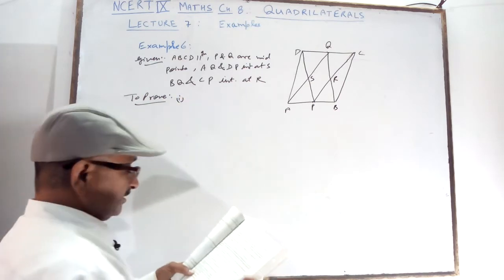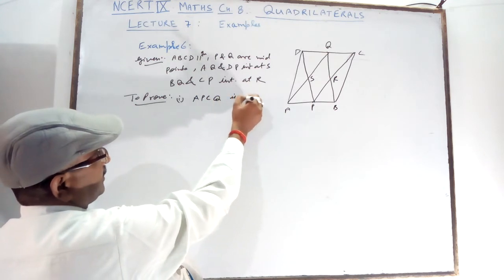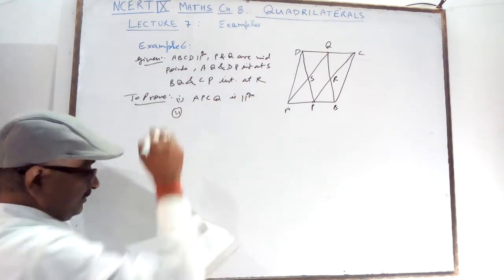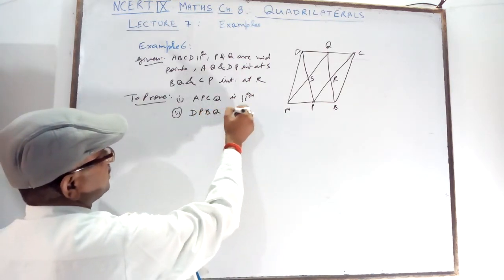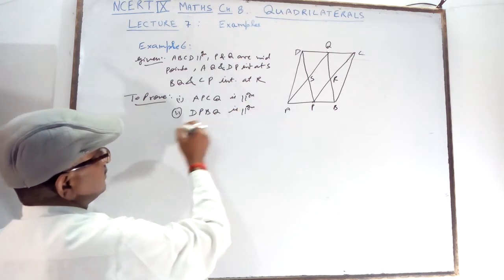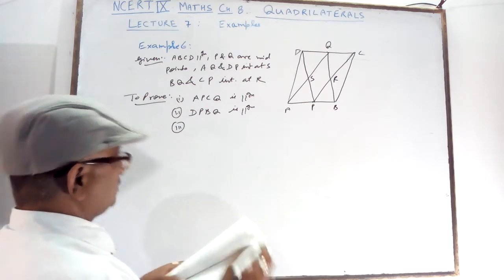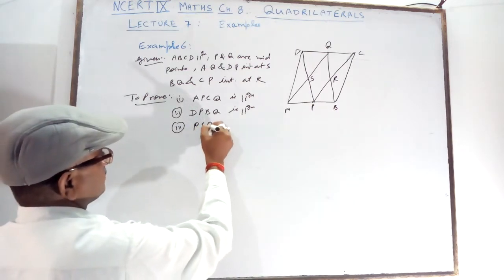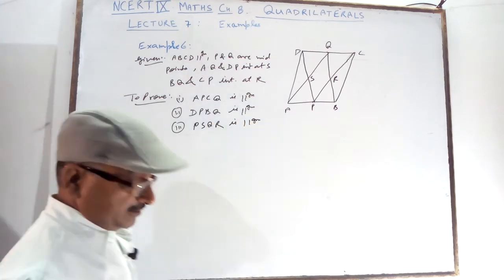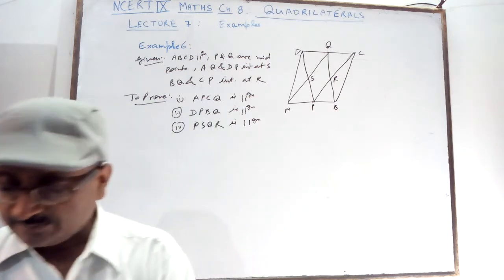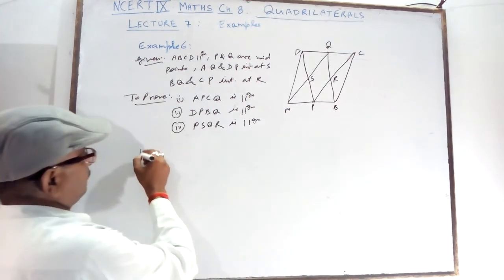To prove: the first part, APCQ is a parallelogram. Second part, DPBQ is a parallelogram. Third part, PSQR is a parallelogram. So these things you can prove in a very simple way. What are the ways? Proof.